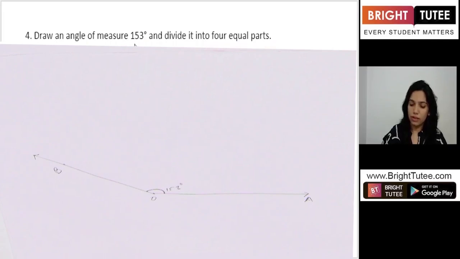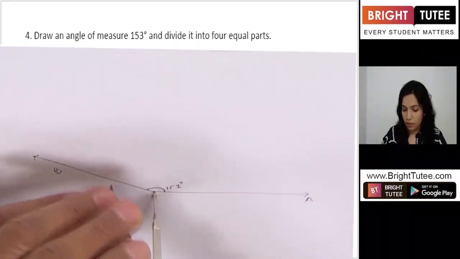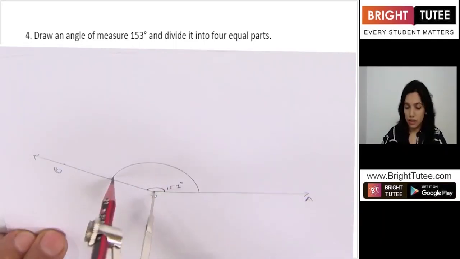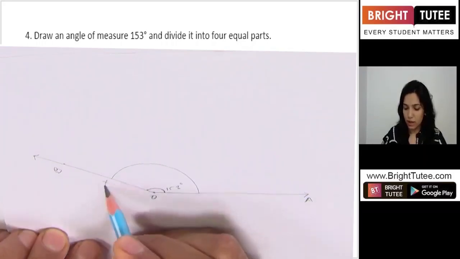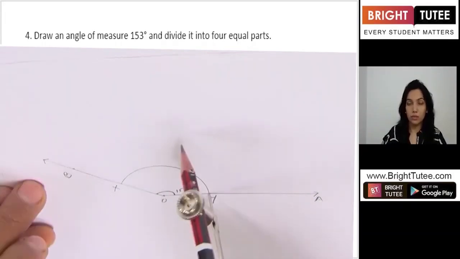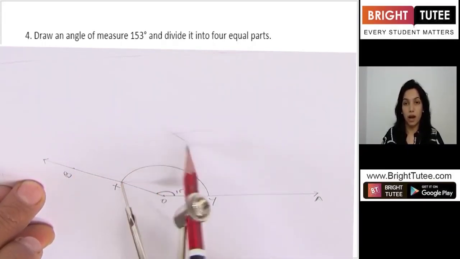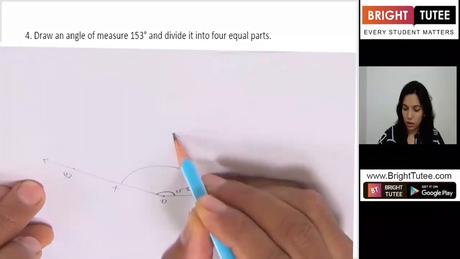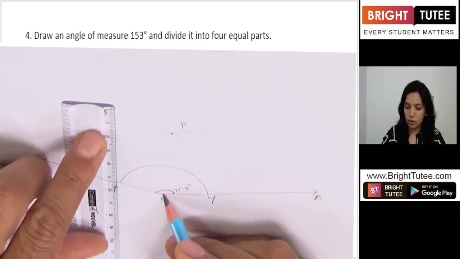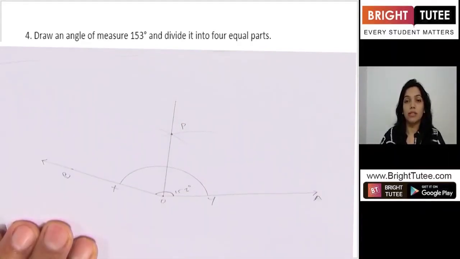So in order to divide this angle into 4 equal parts, let us first divide it into 2 equal parts. So keeping the point at O, making a big arc, let's say it's meeting at point X and Y. With the same opening, we will keep the point at Y, we will make an arc. Keeping the point at X, we will make another arc. We will join O to this particular point, say point P. Okay, so we have got this half of angle 153.